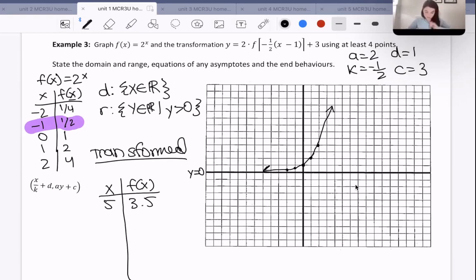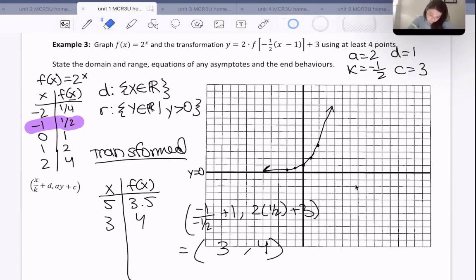So negative 1.5. Negative 1 over k, where k is negative a half, plus d, plus 1, comma, a times y, so 2 times a half plus c, plus 3. So this is equal to 4 over here, right? And this is equal to 2 plus 1, which is 3. So 3 and 4, wonderful.